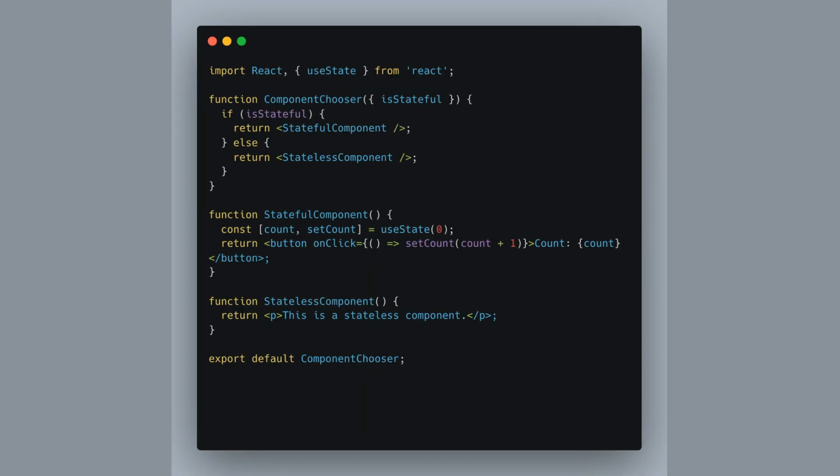Deciding between stateful and stateless components depends on your needs. In this example, we have a ComponentChooser that renders either a stateful component or a stateless component based on a prop. The stateful component manages its own state, demonstrated by a counter that increments with each button click. On the other hand, the stateless component is a simple functional component that always renders the same output. This illustrates how stateful components are used for dynamic content that changes over time, while stateless components are great for static, reusable pieces of your UI.